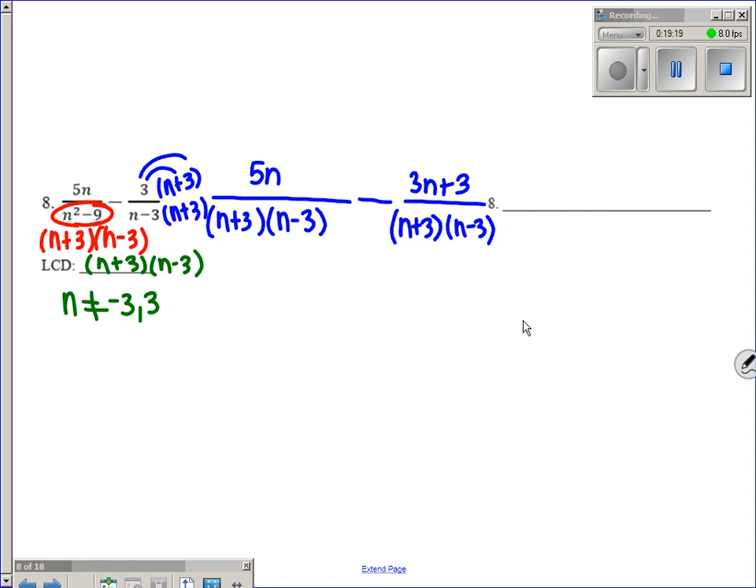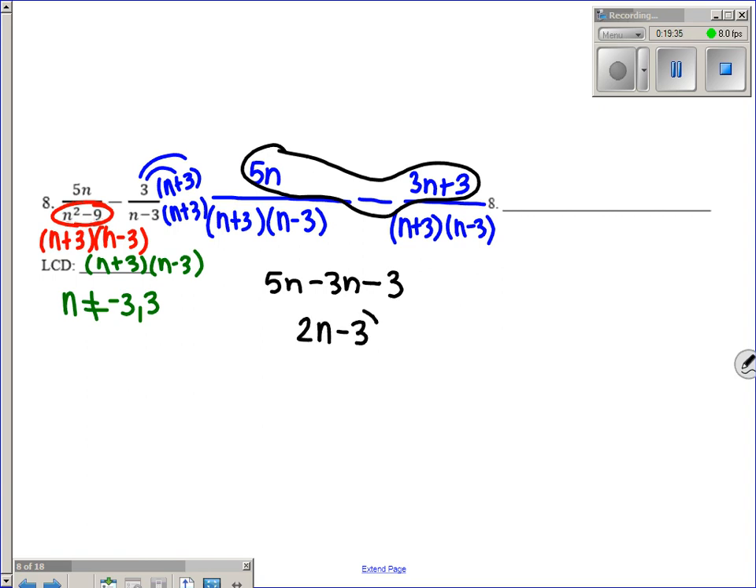Now keep in mind here, this time it is subtraction. So I have 5n minus 3n, and then when you minus a positive, it becomes negative 3, which reduces to 2n minus 3 on your top. So this is 2n minus 3 over n plus 3 and minus 3.